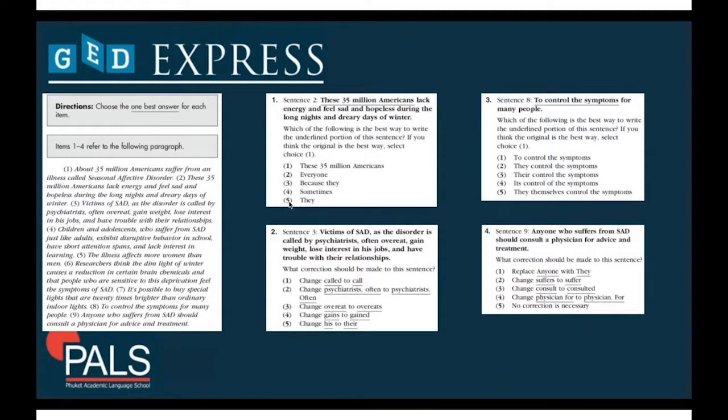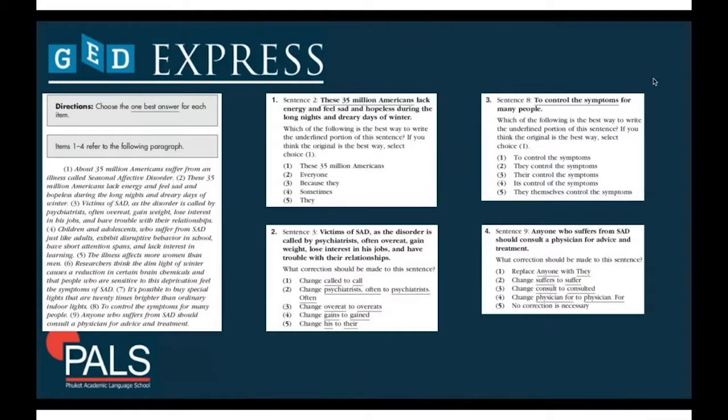Alright, so the correct answer is number 5, they. Choice 5 is the appropriate pronoun to match the antecedent, which is the one that comes before. So we mentioned that about 35 million Americans suffer from an illness called seasonal affective disorder. There is no need to repeat these 35 million Americans lack energy and feel sad and hopeless during the long nights and dreary days of winter, because it's already mentioned before, which means there is a cause for using a pronoun to refer to these 35 million Americans without having to repeat it over and over.